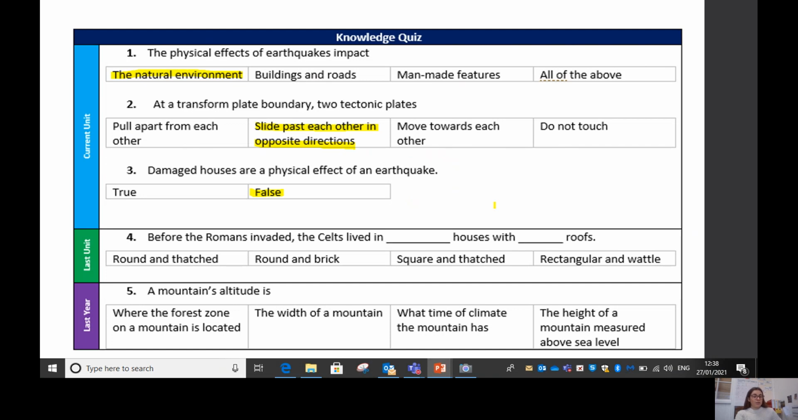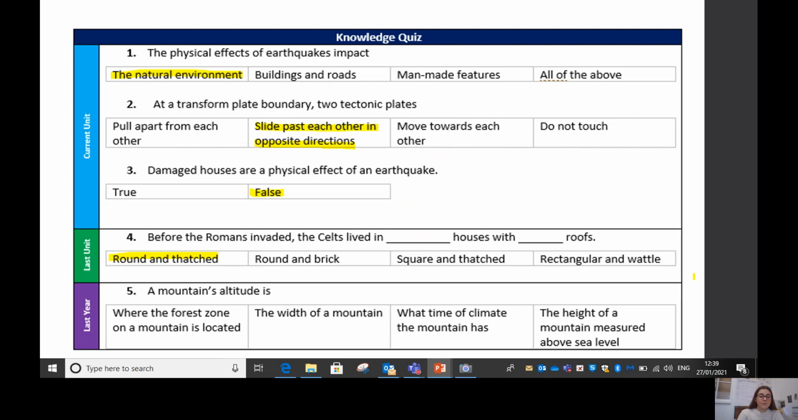Question 4 from our Roman unit. Before the Romans invaded, the Celts lived in something houses with something roofs. What are my two blanks? Pause me now and try and fill in the blanks. Welcome back. Well done if you said that it was round houses with thatched roofs.